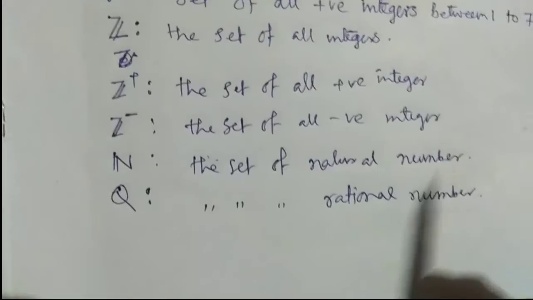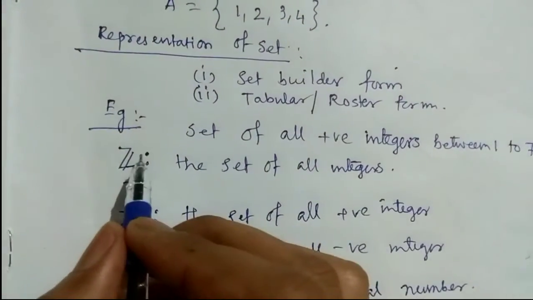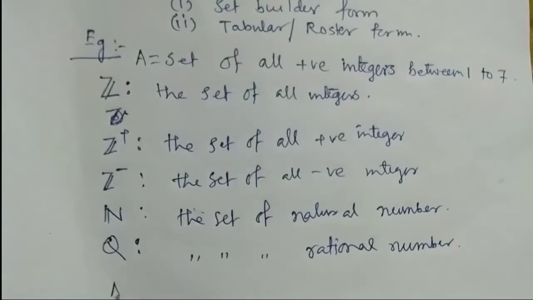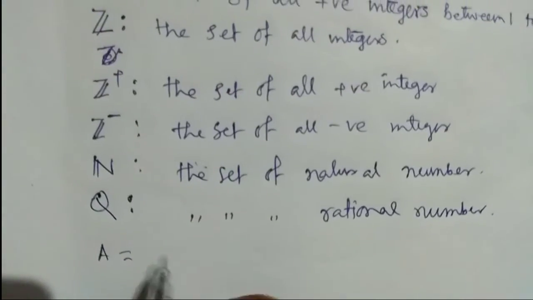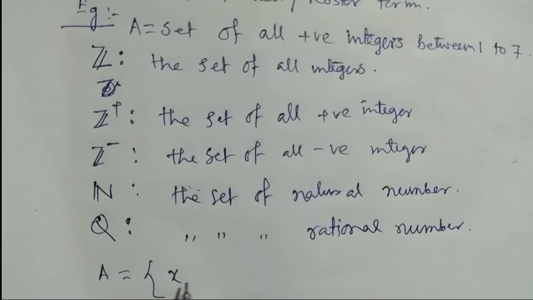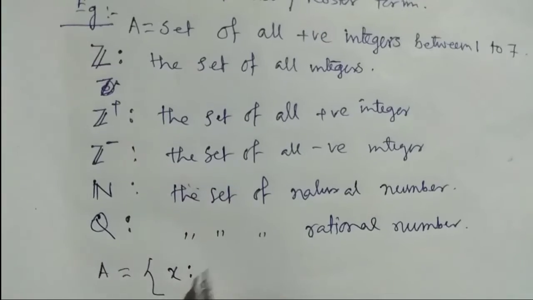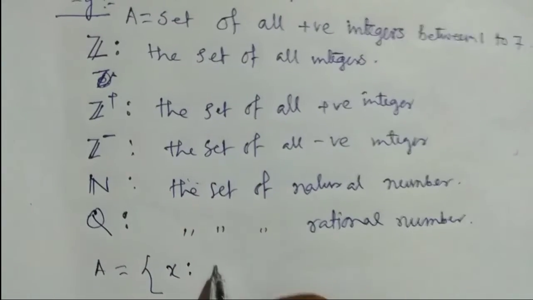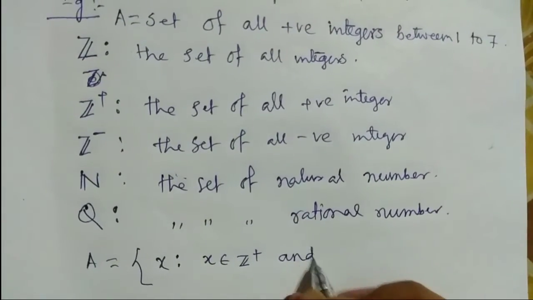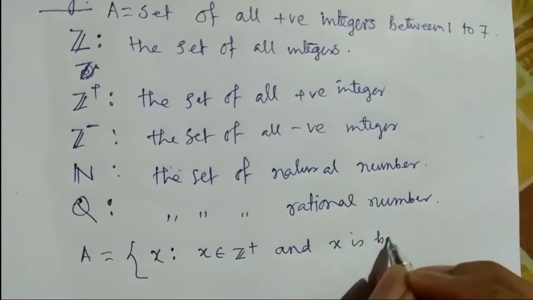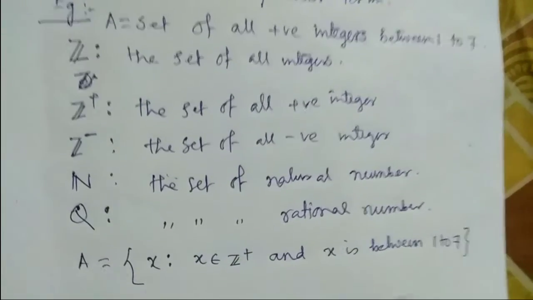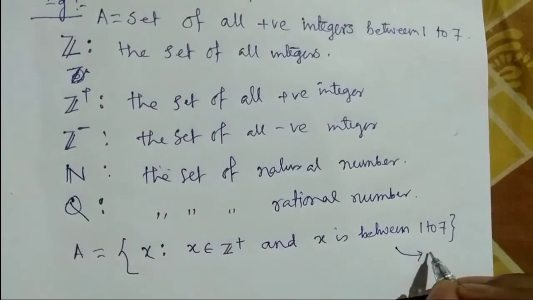Now we define these sets. Suppose we define A as X such that, where such that is the symbol, and X belongs to Z plus because X is positive, and X is between 1 to 7. This is called set builder form.